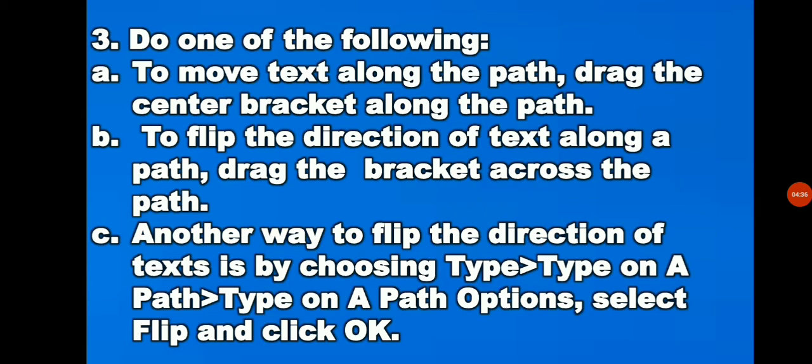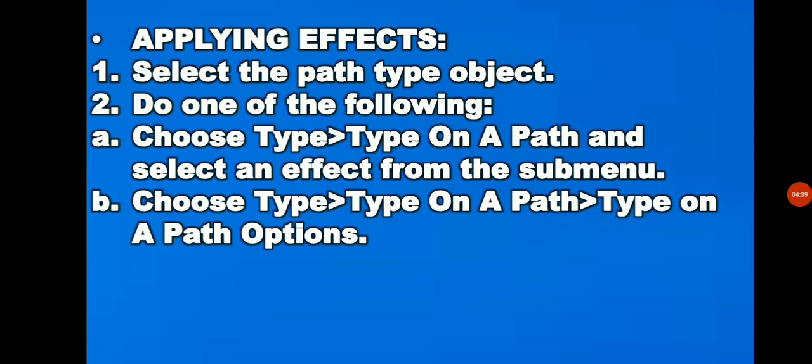Now, how to apply the effects? Path type effects let you distort the orientation of the characters on the path. To apply these effects, you must first create type on a path and follow these steps. One, select the path type object. Two, do one of the following. A, choose Type, Type on a Path and select an effect from the submenu. B, choose Type, Type on a Path, Type on a Path Options, then select an option from the Effect menu and click OK.